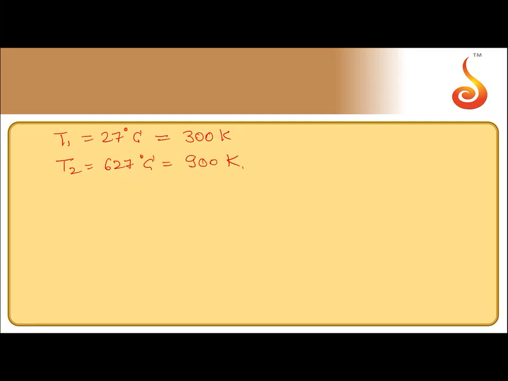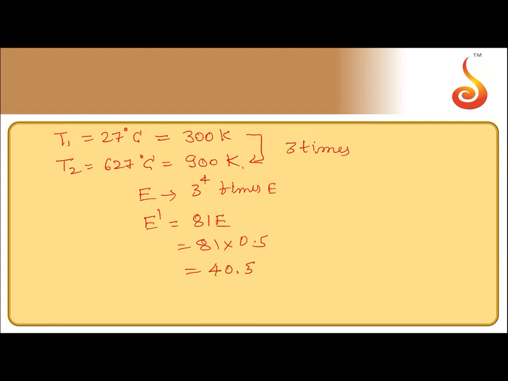So here again temperature is made 3 times. So from the previous problem, if temperature is made 3 times, energy becomes 3 to the power 4 times. So 3 to the power 4 is 81 E. So E dash is equal to 81 E. E is given 0.5, so it should be 81 into 0.5, that is 40.5 joule per second. That is option C.